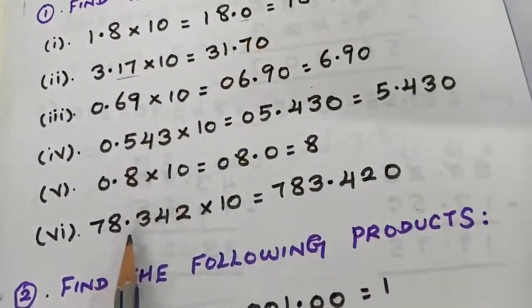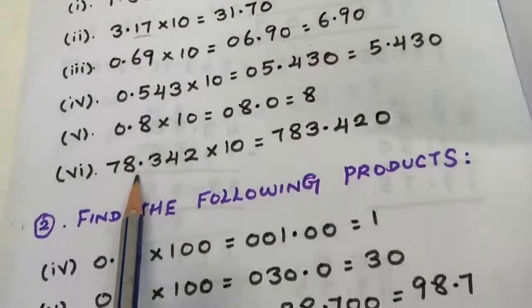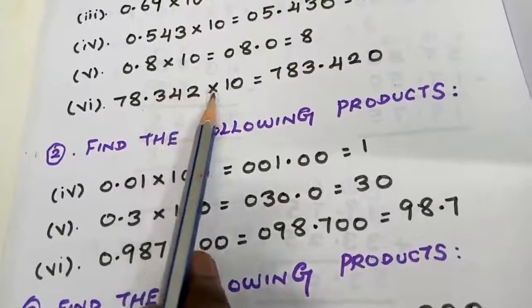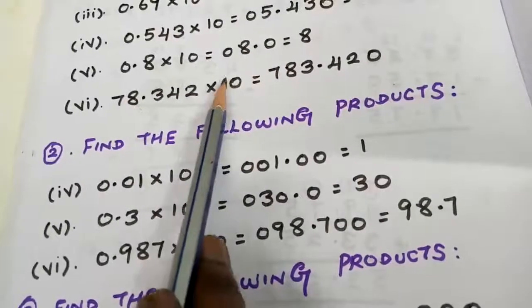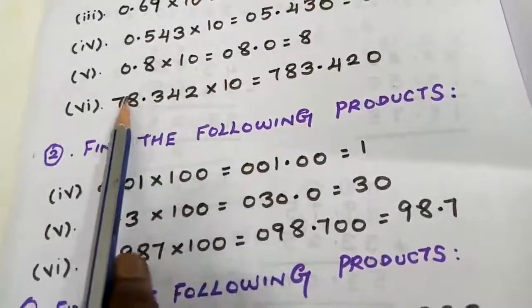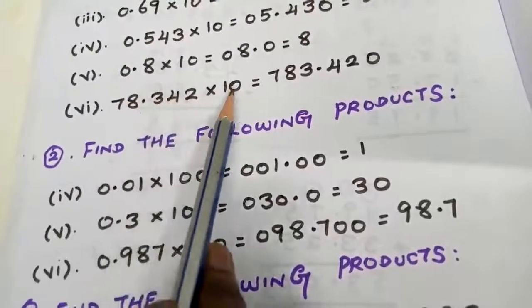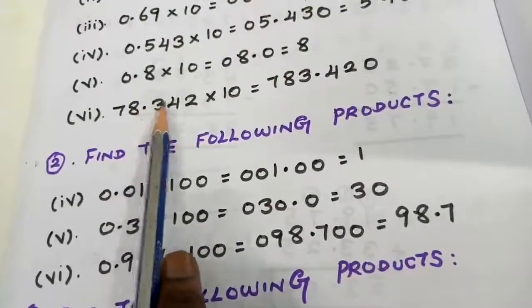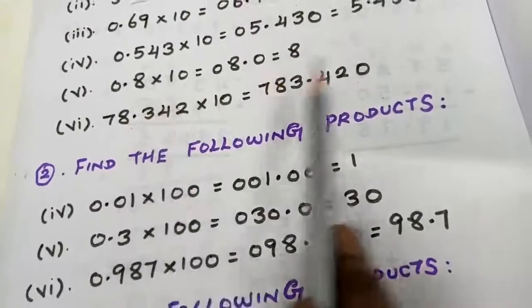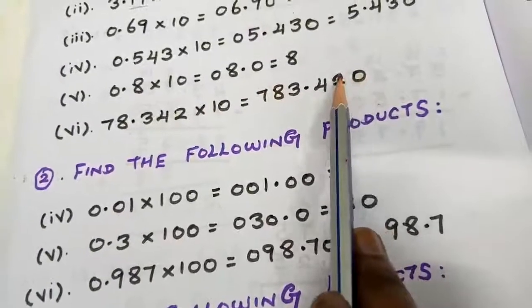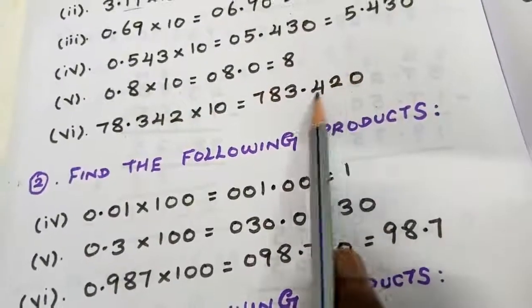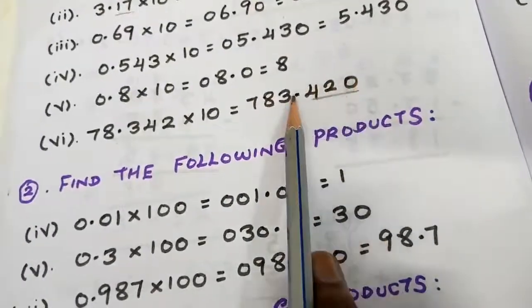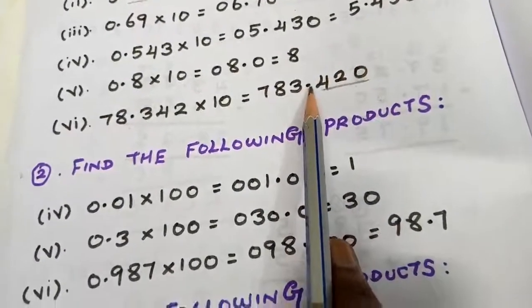If you see the last question in this part, the sixth question, 78.342 into 10. In this case, leave this one alone, 783,420. Write the number as it is. After the decimal point, check the number of digits, 1, 2, 3. So, after 3 values, leaving these 3 values, I am keeping the decimal point in this way. So, this is the idea of this exercise.